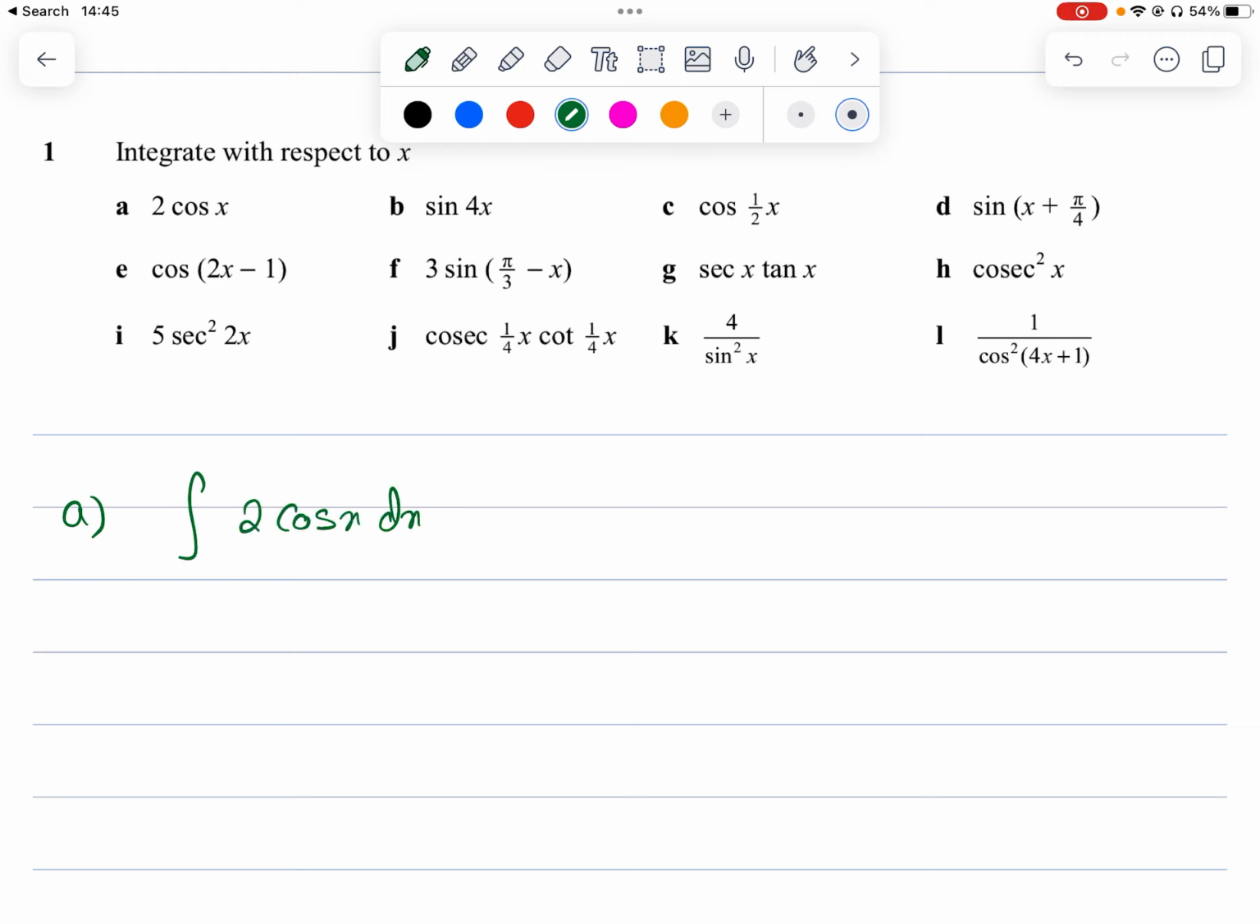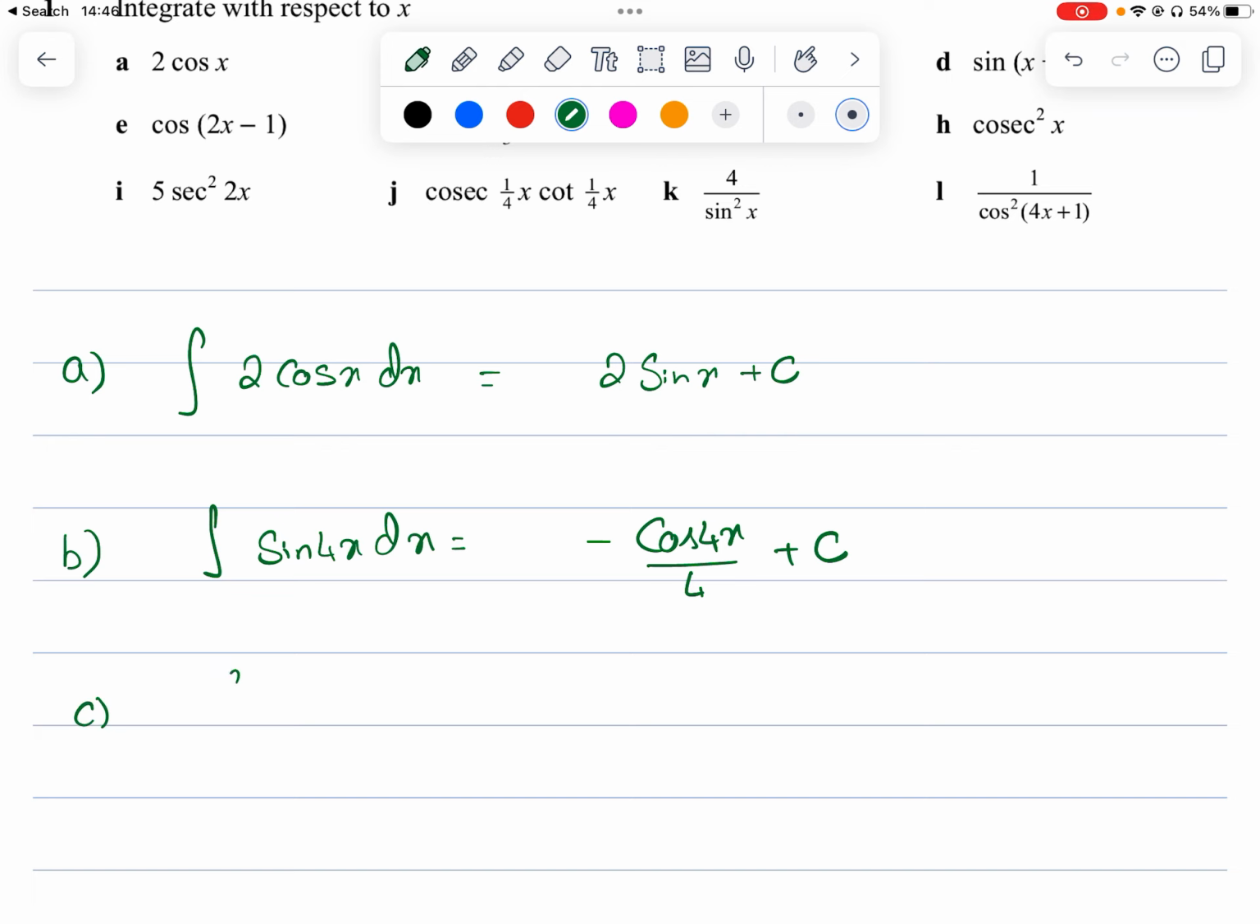So it is a direct formula. 2 cos x integral is nothing but what? Sin x plus c. Some are direct formula questions. The first question is almost all based on direct formula itself only. Integral of sine 4x. We know that integral of sine is negative cosine 4x, and don't forget to divide by the derivative of the basic function by 4.